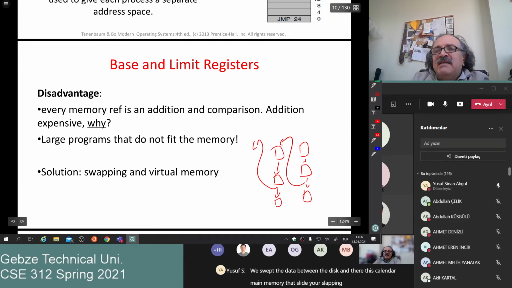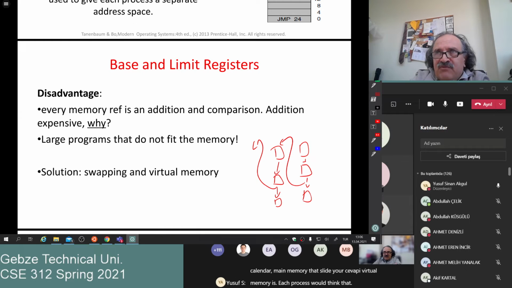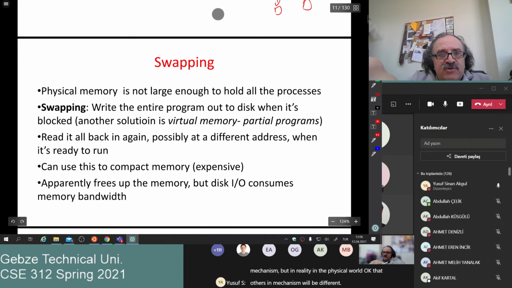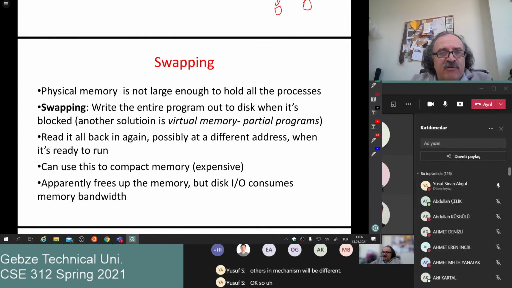Virtual memory means each process would think that it has its own address space from 0 to some large number. Our processes will use some kind of addressing mechanism, but in reality, in the physical world, that addressing mechanism will be different. So that's what we are going to do. There are many versions of swapping.